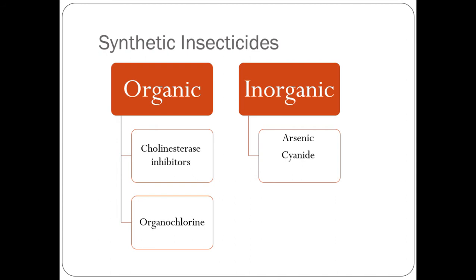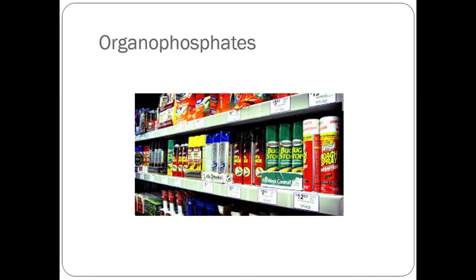And note that the use of inorganic insecticide is limited, but the most used is organic synthetic insecticide in the form of cholinesterase inhibitors or organochlorines. All those organochlorines have been banned in many developed countries due to their persistence in the environment. So the most used organic insecticides are in the form of cholinesterase inhibitors. Cholinesterase inhibitors may be in the form of organophosphates or carbamates.